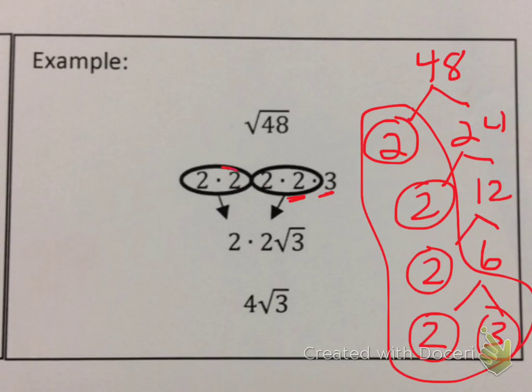Then what I do is I circle sets of 2. So I have 2 sets of 2's there. I rewrite it as 1 set here and here. That 3 has to be left underneath the radical though, because there wasn't 2 of them. I multiply the 2 times 2 back together to get 4, and then I keep the square root of 3 underneath the radical. Let's try it ourselves.